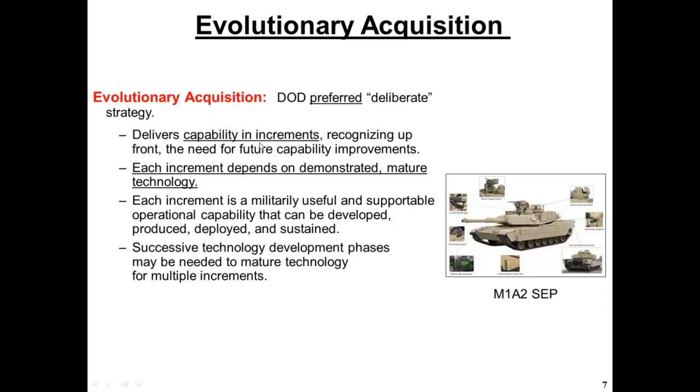So we look at building things in increments. Look at the M1 tank, or the JLTV. We know we can't afford everything we want to do to it now. So we will plan now here's the base JLTV, and 5 years later, when we have more money or more technology is developed, we'll then do an increment 2, an increment 3, an increment 4.